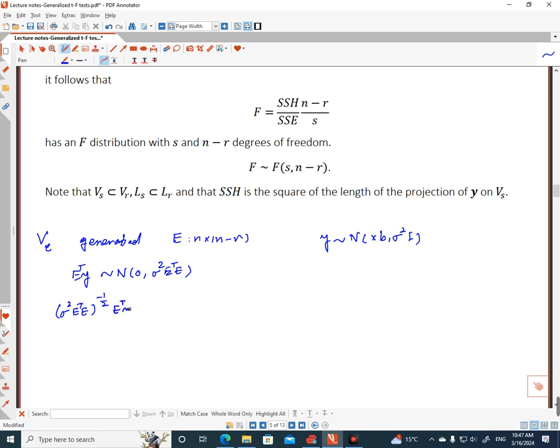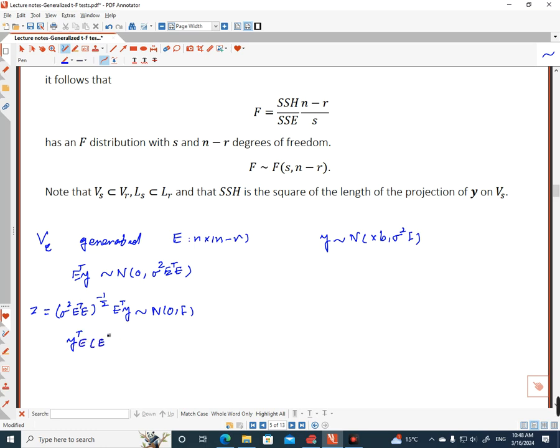I can write it as A prime y, this covariance matrix, the root of inverse. It then has a normal distribution with mean 0 and identity matrix covariance, and then you can construct a chi-square distribution. So you can write it as, let's say, z, and then you can consider the distribution of z prime z. For the distribution of z prime z, I will get the chi-square distribution.